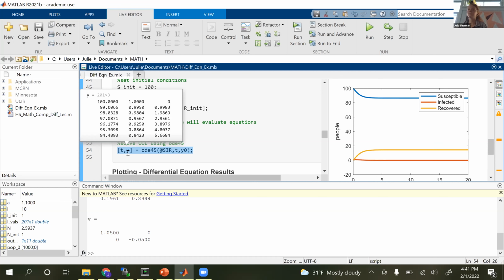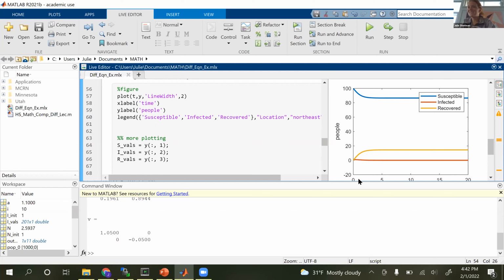Now, once I put all that information into ODE45, it gives me back the y's at each of those time points that I asked for. And then what I'm going to do, of course, is plot them. That's our favorite thing to do, right? That's how we look at our equations and analyze them. So we look at our S values, and that is the first column of y, and we can view this on this plot over here.